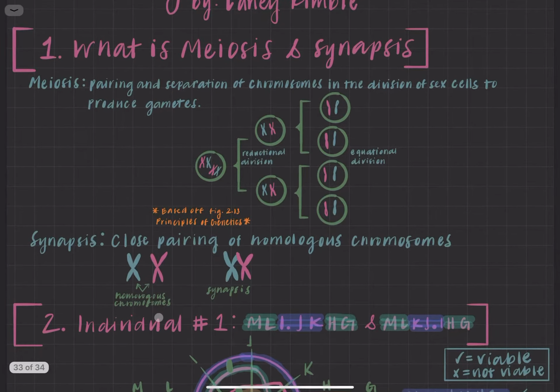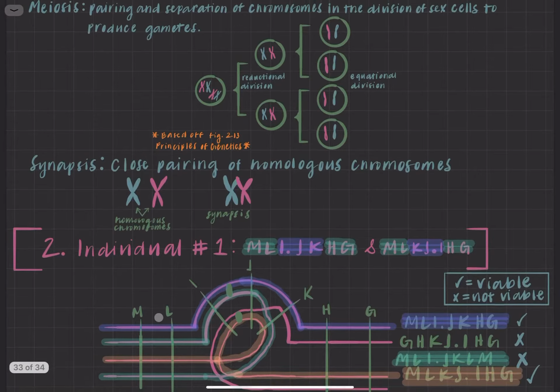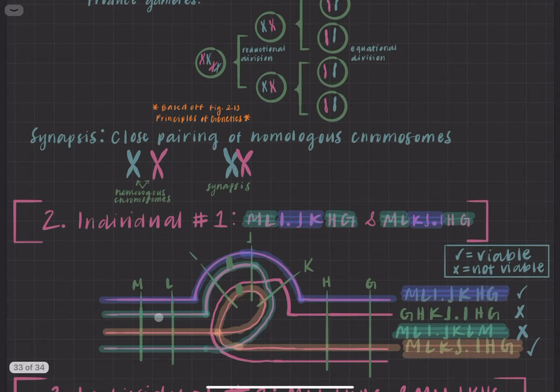We are going to be examining the gametes produced by 2 individuals. The first individual has the chromosomes MLI centromere JKHG and MLKJ centromere IHG. On the screen, I have highlighted in blue the portion of the chromosomes which are altered, and in green the parts which are the same.